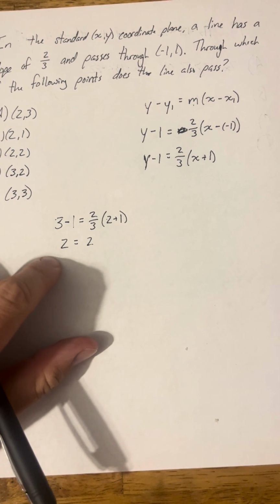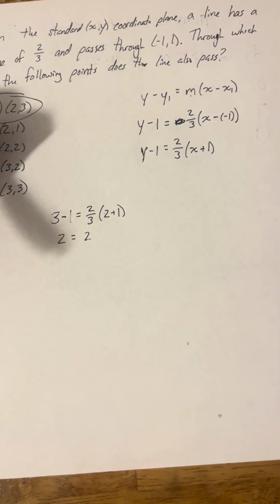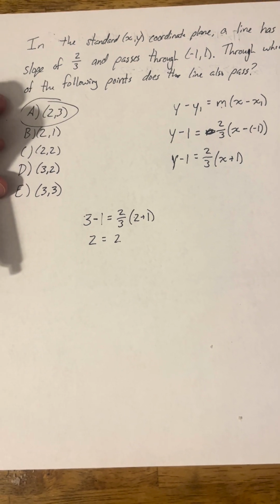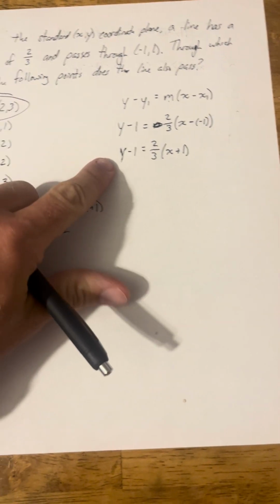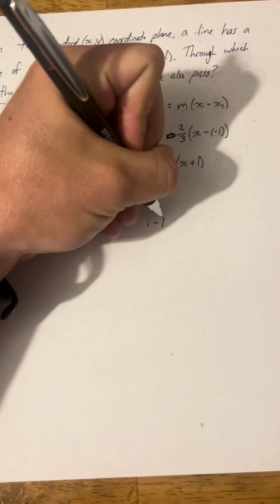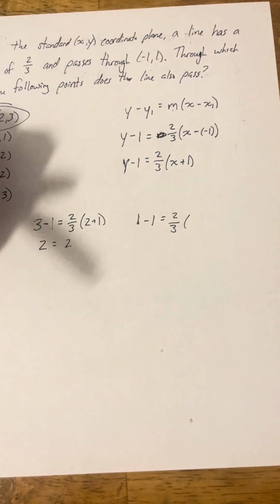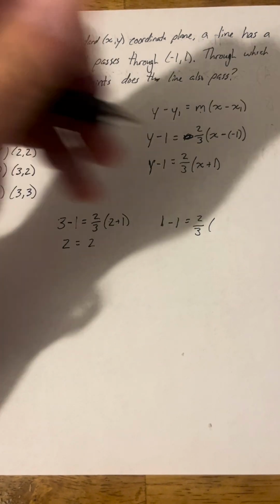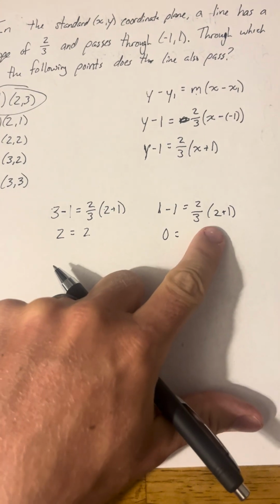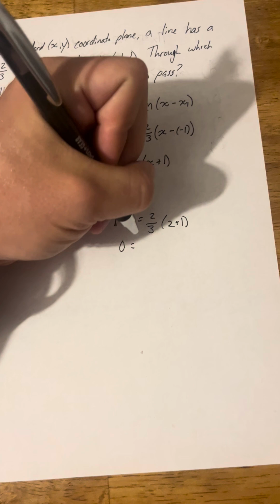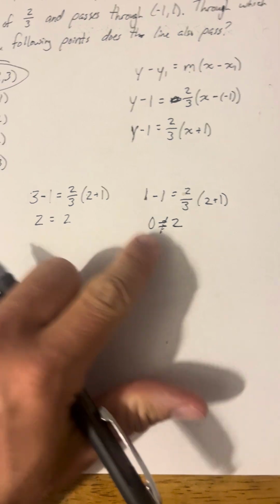So since this is balanced, 2 equals 2, that tells me that A is my correct answer. Okay, I'm going to do B just to show you what it would look like if it's not the right answer. So for B, if I plug that in here, that would be 1 minus 1, because y is 1, equals 2/3 times (2 plus 1). Okay, 1 minus 1 is 0. And then here, 2 plus 1 is 3, times 2/3 is 2. So because those are not equal, that means that is not my answer.